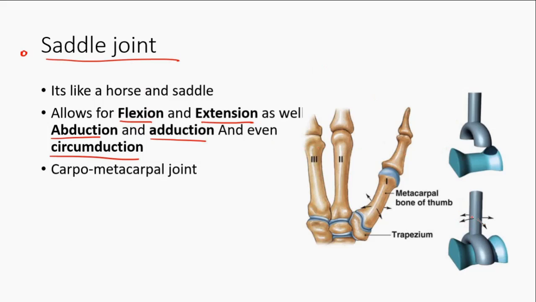So this is what a saddle joint allows. It allows you to flex, extend, abduct and adduct. Okay, a good example of this is your carpometacarpal joint right here. So the person will be allowed to flex and extend.